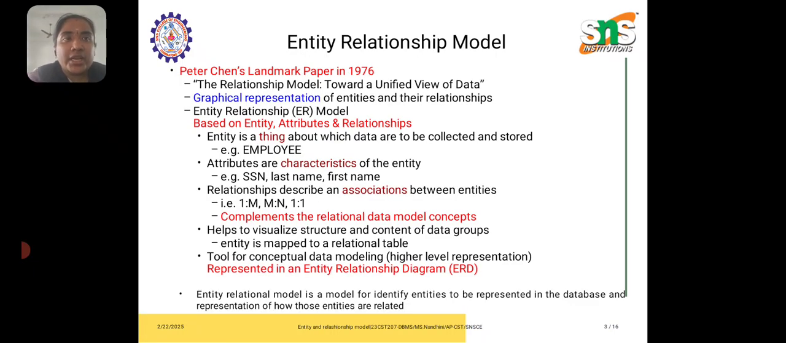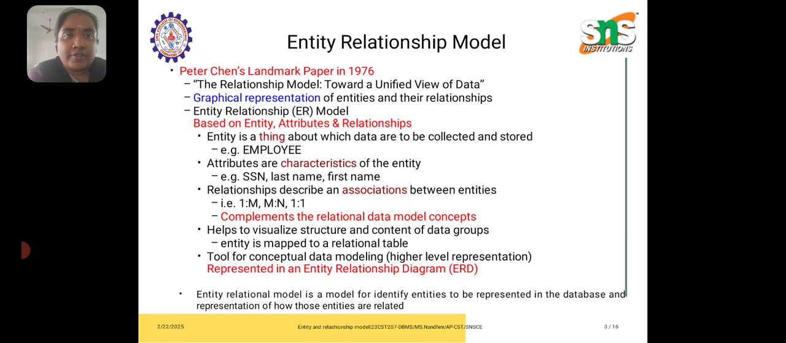What is an entity relationship model? Peter Chen's landmark paper in 1976 describes the relationship model as a unified view of data. Graphical representation of entities and their relationships has been given, and the entity relationship model is based on entity, attributes and relationship. Entity is a thing about which data are to be collected and stored. For example, an employee.